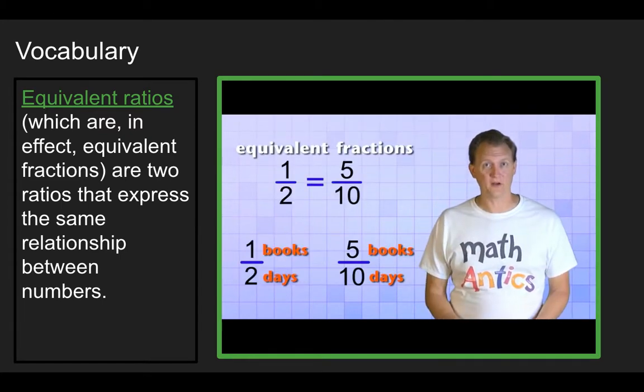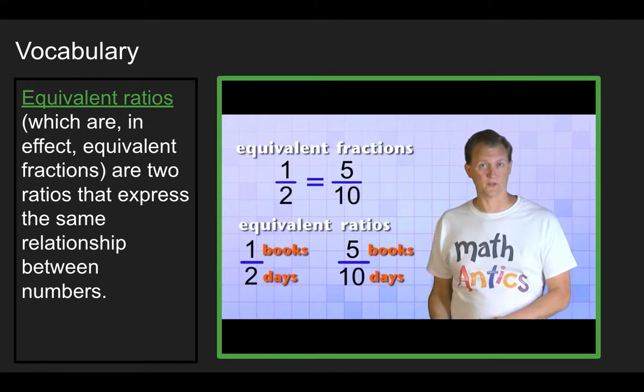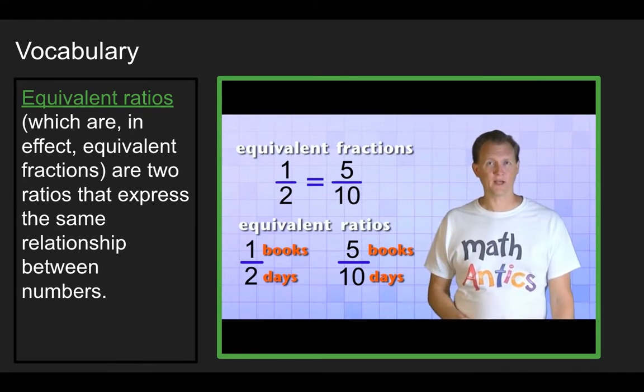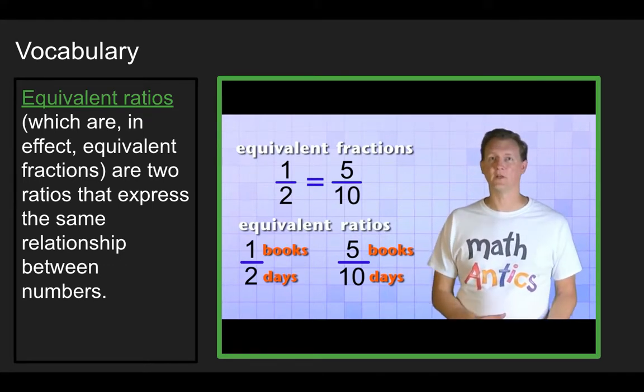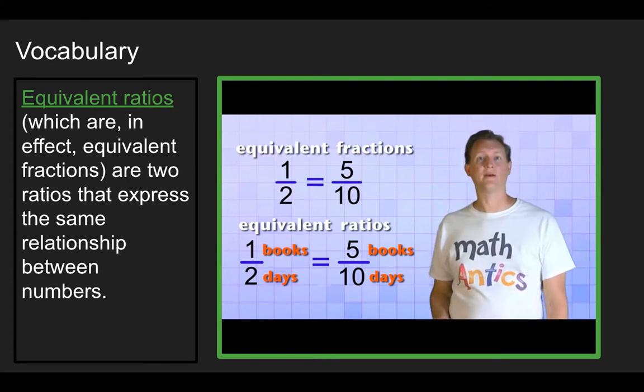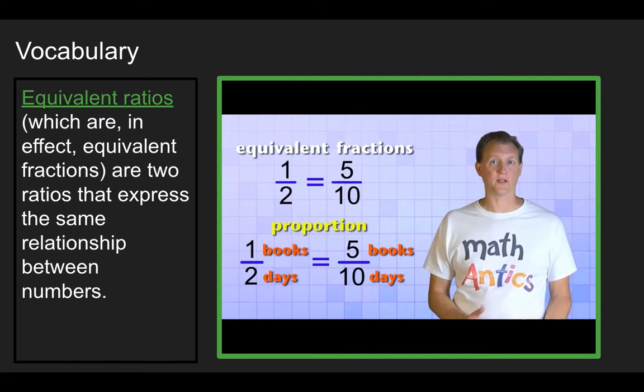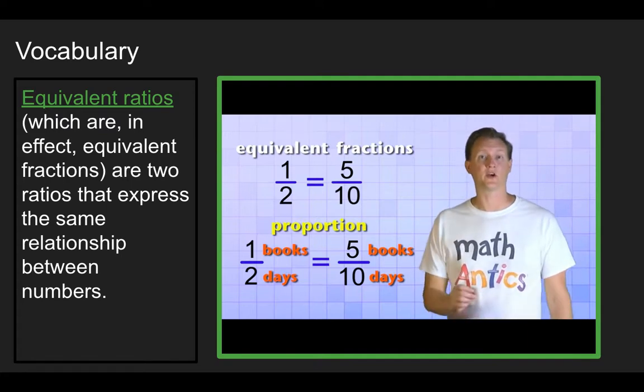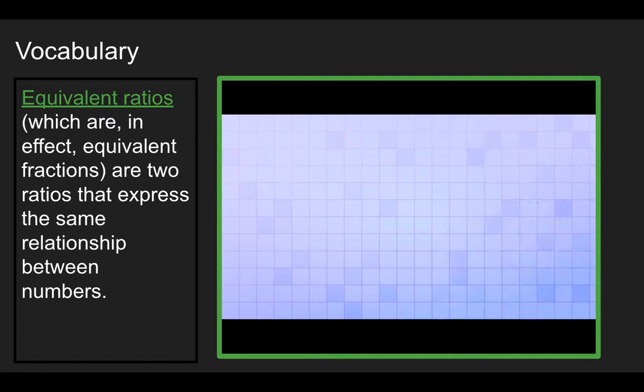Do you see what we have here? These are equivalent ratios. Just like the equivalent fractions, they represent the same amount, so we can put an equal sign between them. When we do that, we have a proportion. A proportion is just two ratios that are equivalent or equal.